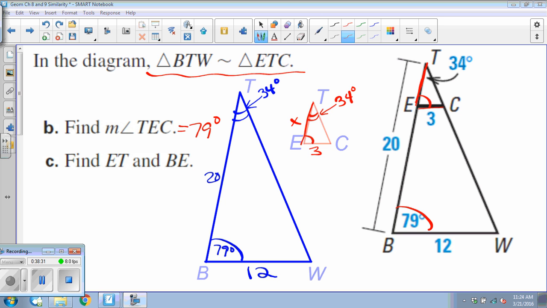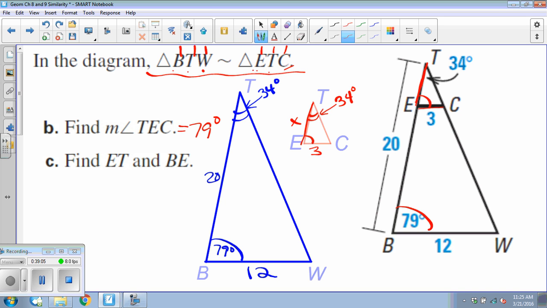They wanted us to find the measure of TEC. Well, TEC is congruent to TBW. If you follow that same pattern, you'll see TBW is 79. So those two have to be the same. Y'all see what I did? So if you figure out those same parts, TEC, that's this T, then E, then C, that's TBW. And you could just go find that, and it's going to be the same.